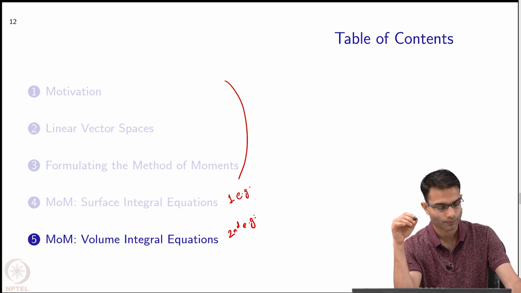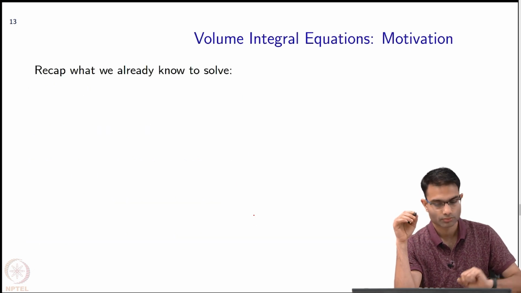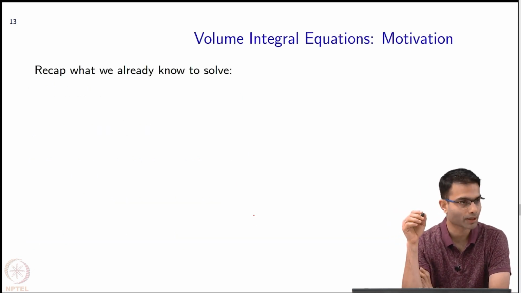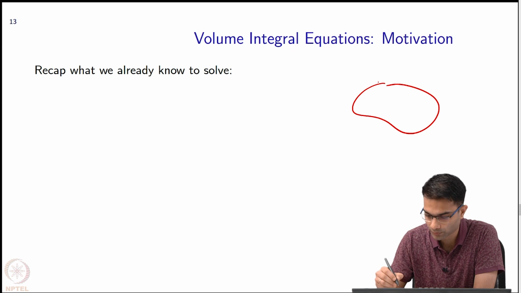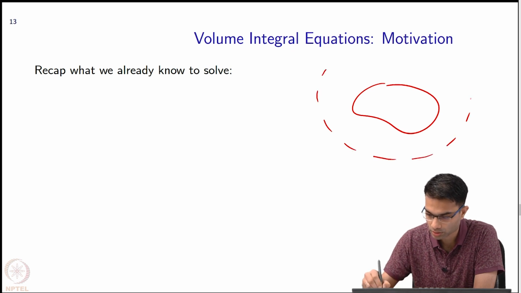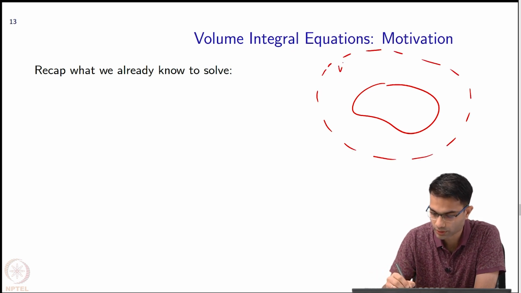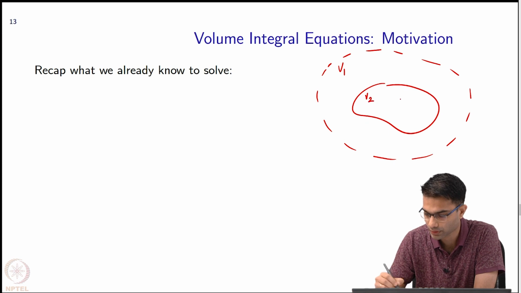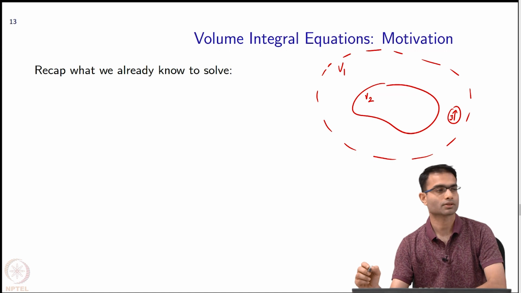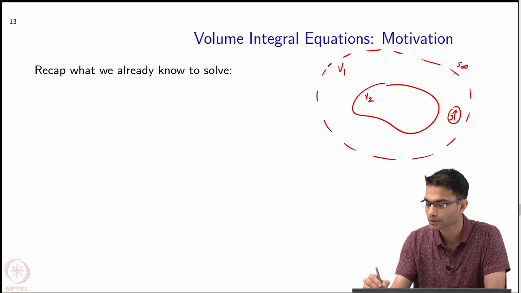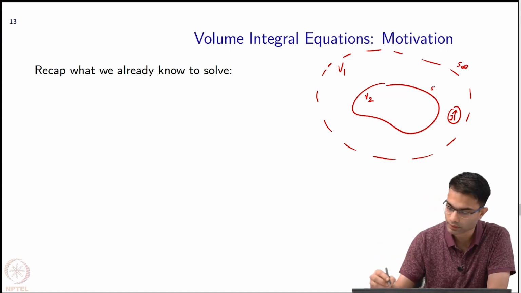Let's start by summarizing what we already know. What have we already solved? I am going to draw our favorite diagram once again. This was our V1, this is our V2, and some current source over here, J. That is our problem. I had called this S infinity, and this was S.